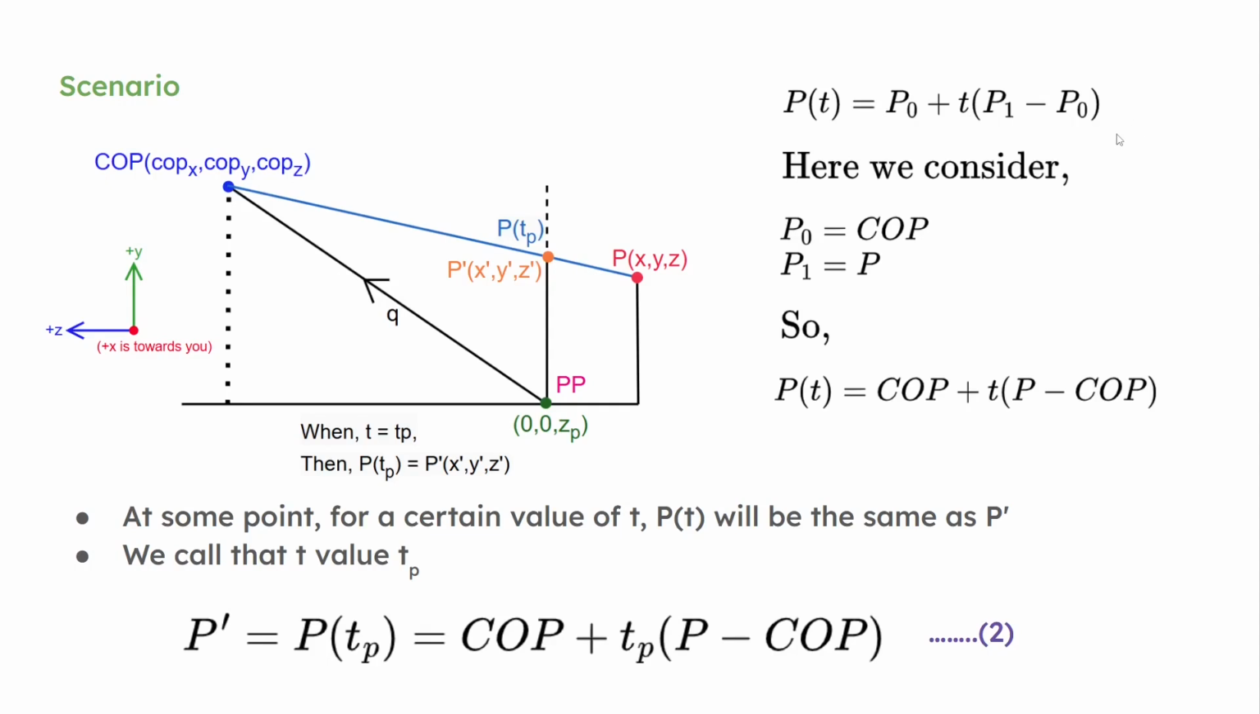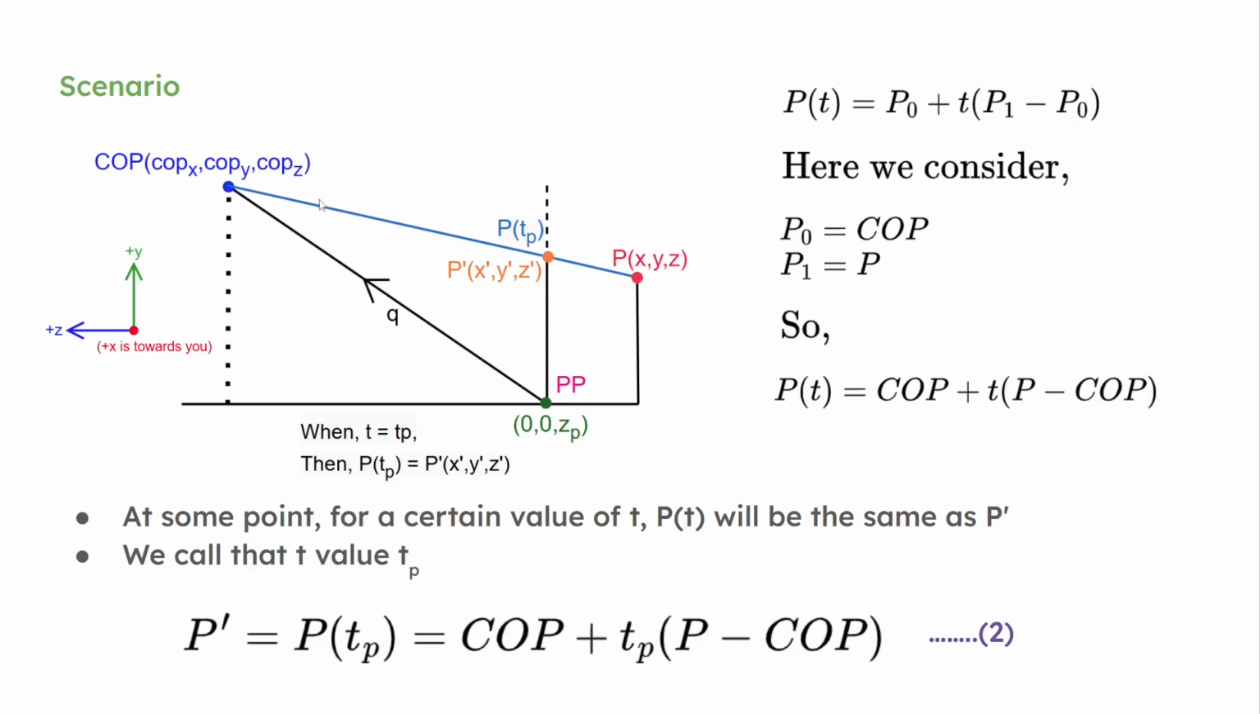So P0 is our starting point, P1 can be our ending point. Every point between these two points on that line segment can be expressed by Pt for a certain value of t, which is between 0 and 1. For this scenario, we can consider COP to be our P0 and P, which is our target point, to be P1. So COP is here, P is here, and this blue line is our line segment.